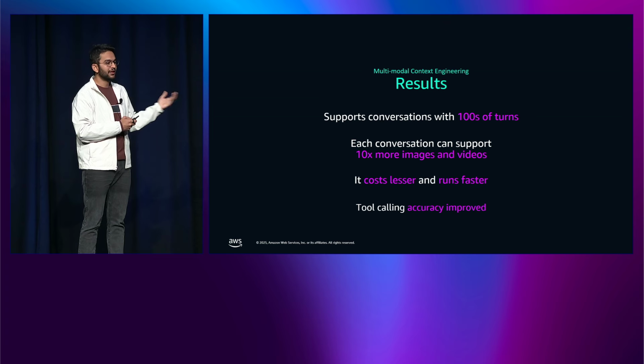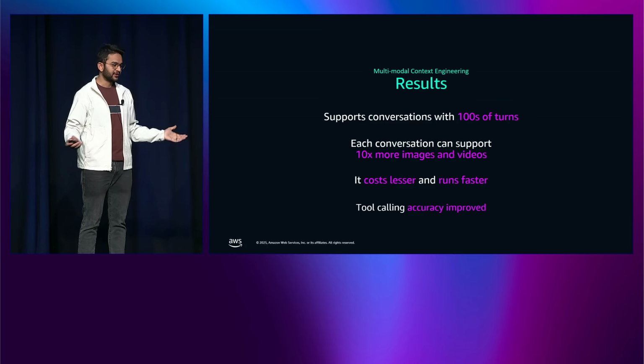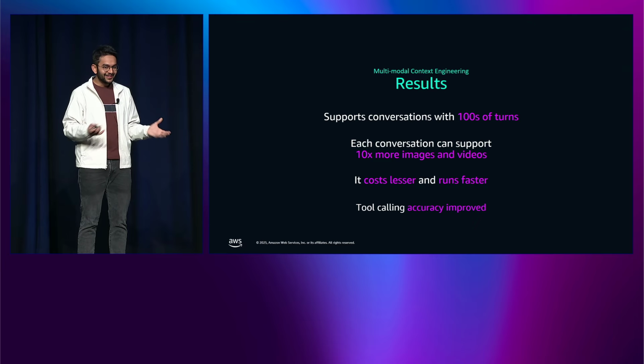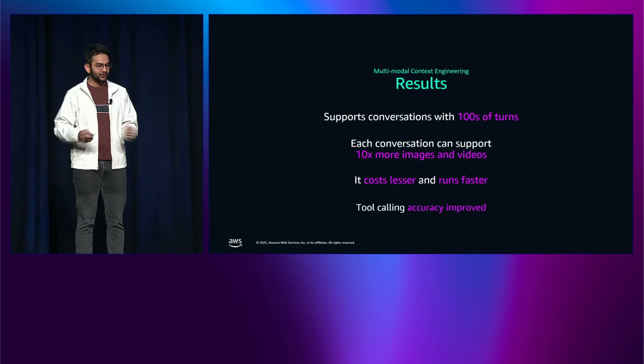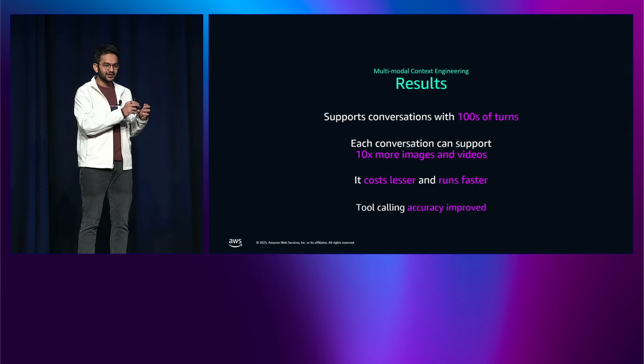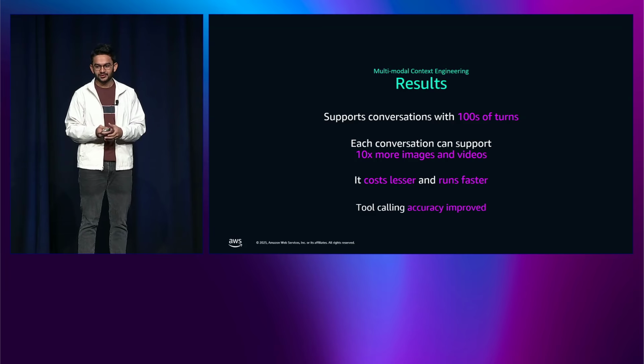And again, this also led to massive improvements. Our agent running in production can support hundreds of tons. It can support 10x more images and videos than our first version. It costs less and runs faster. And interestingly, it performs better. So you'd think that reducing context or selecting makes it worse. But because you're helping the agent to focus on what matters and removing anything that does not matter, the quality actually improves.